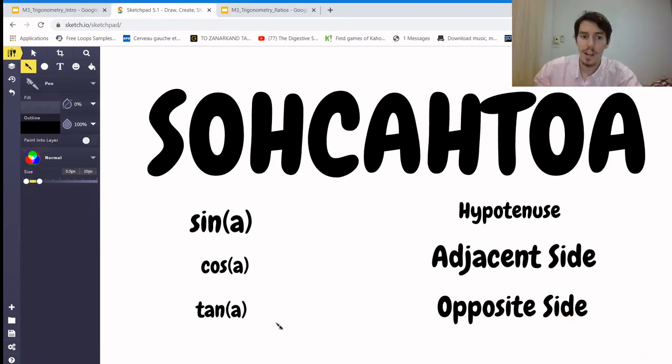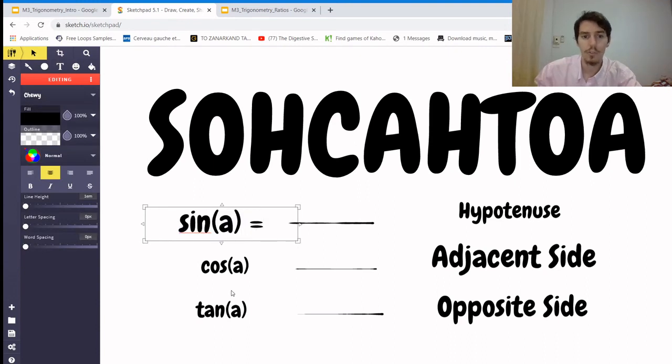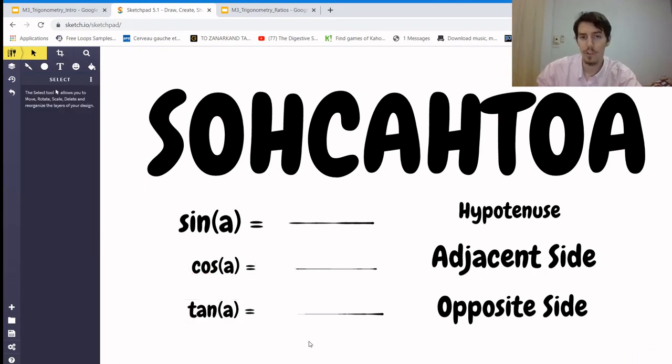You know that these ratios, because they are ratios, they are division of fractions. So we need to divide two things all the time. So sine, cosine, tangent, we divide something. So they are equal to something that we divide. And what we divide is the sides of the triangle, right? So if you know that already, it's already super good.